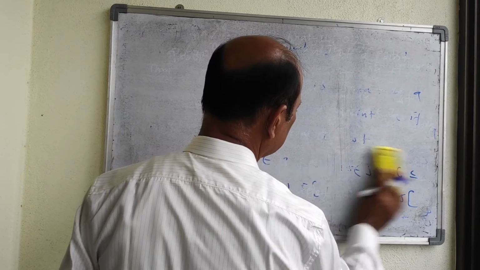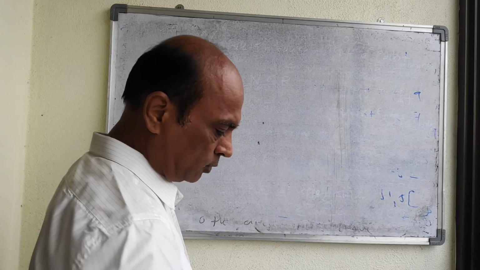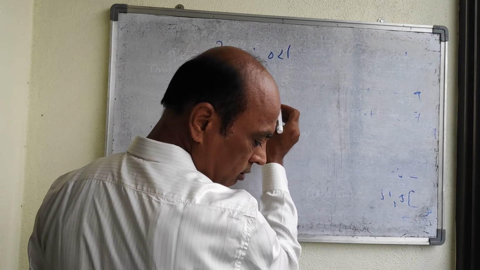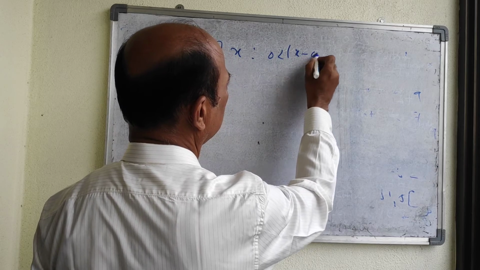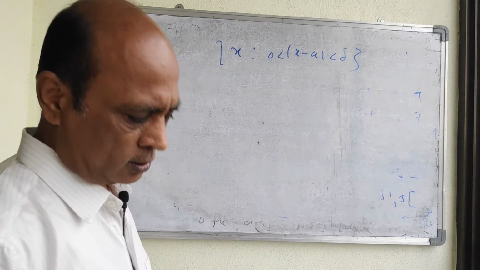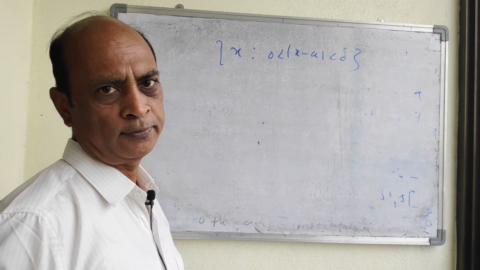Now the next point is the deleted neighborhood. Suppose the set of x such that 0 is less than mod x minus a, which is less than delta. It is called the deleted neighborhood of that point.